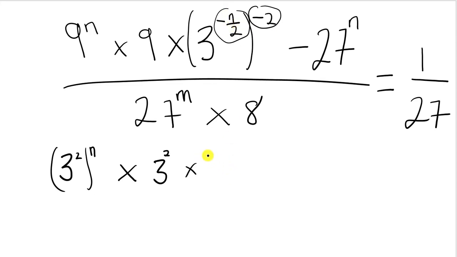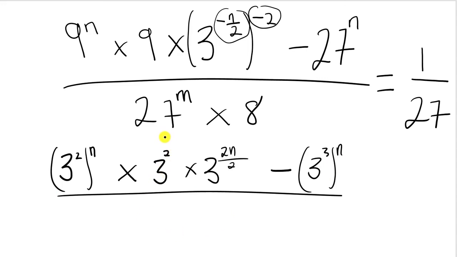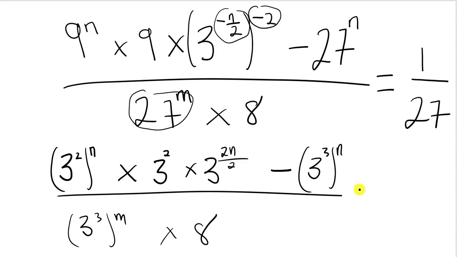So in that case, we are going to have our 3 exponent 2n over 2, minus, for this term, we are going to rewrite the 27 as 3 exponent 3, all exponent n. Now in the denominator, we are going to rewrite that as 3 exponent 3, all exponent m, times the 8. Everything will be equal to 1 over 3 exponent 3.